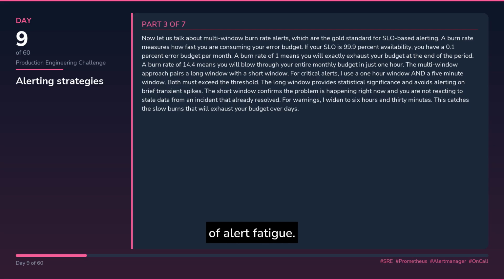The multi-window approach pairs a long window with a short window. For critical alerts, I use a 1-hour window and a 5-minute window. Both must exceed the threshold. The long window provides statistical significance and avoids alerting on brief transient spikes. The short window confirms the problem is happening right now and you are not reacting to stale data from an incident that already resolved. For warnings, I widen to 6 hours and 30 minutes. This catches the slow burns that will exhaust your budget over days.